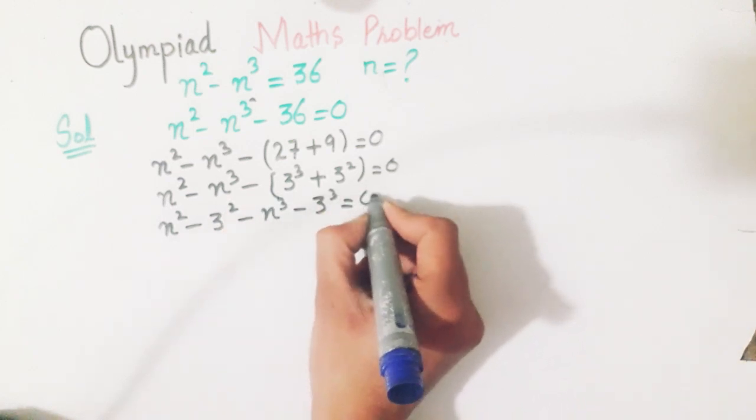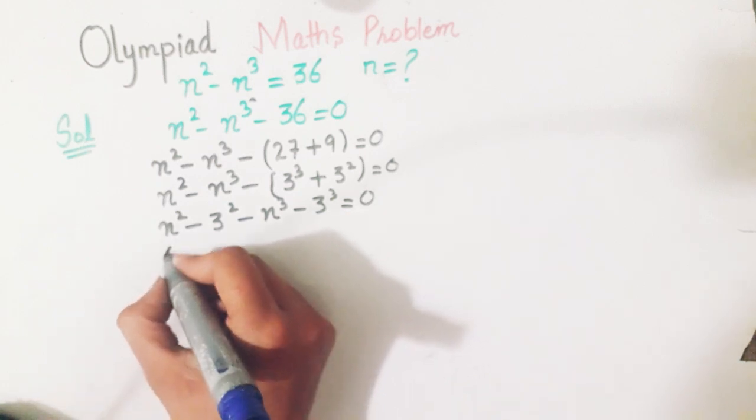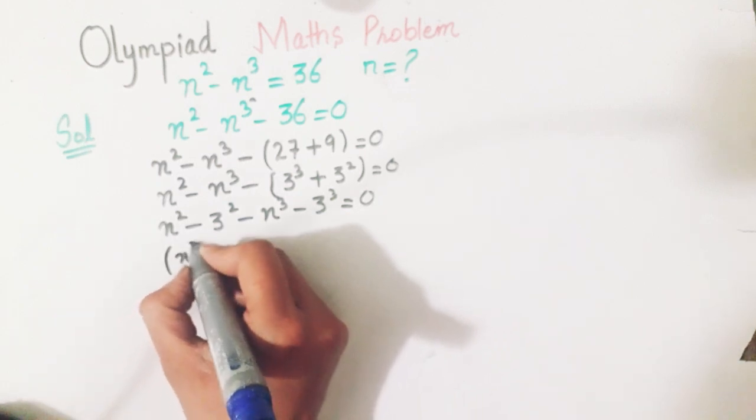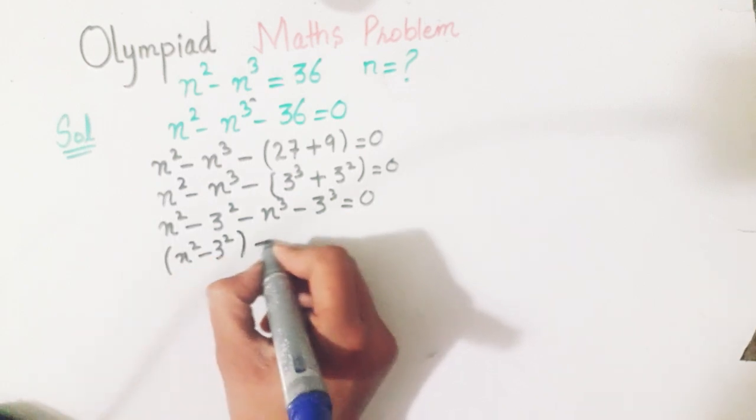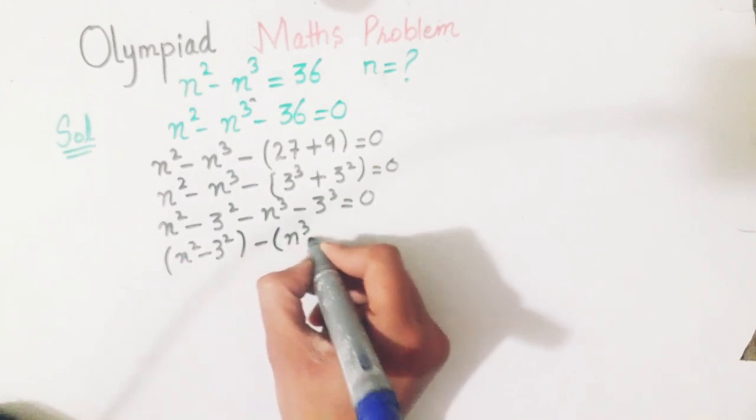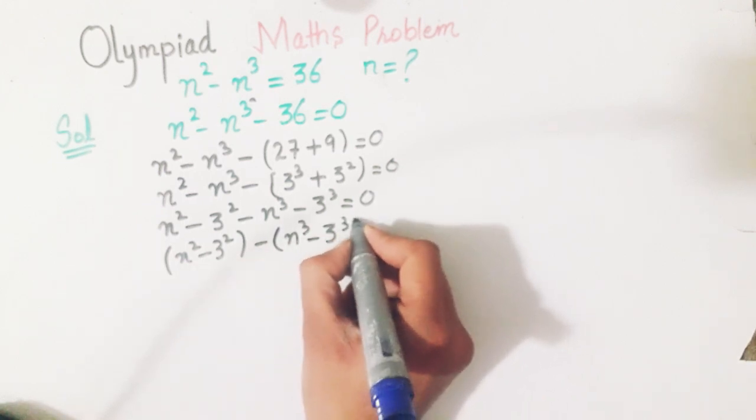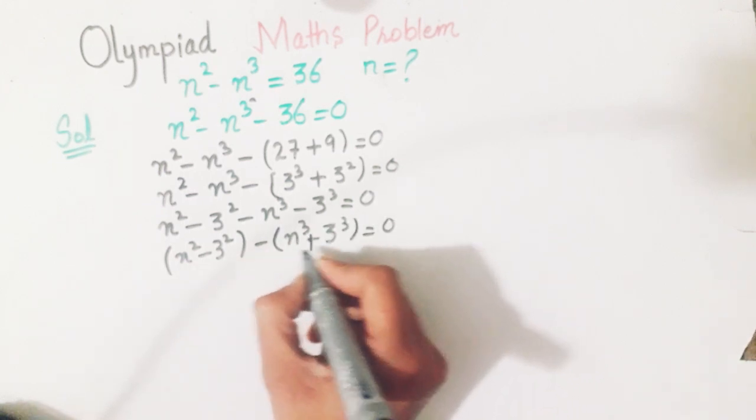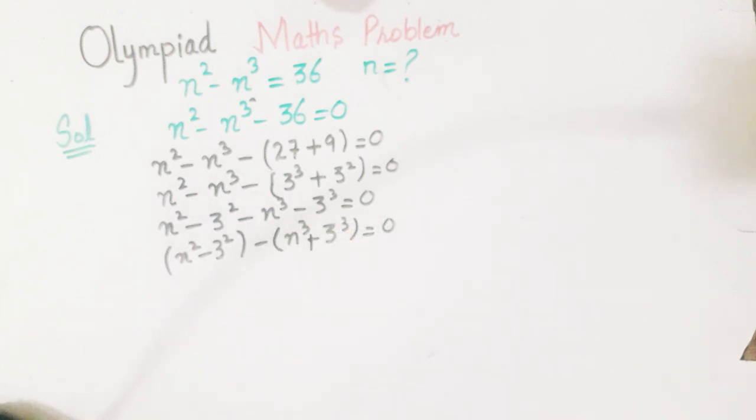We will arrange this as n square minus 3 square, and minus n cube minus 3 cube equals 0. So this will become n square minus 3 square, minus is common, so n cube minus 3 cube equals 0. So this will be plus when we take n is common.